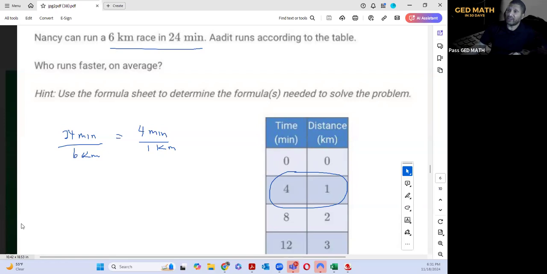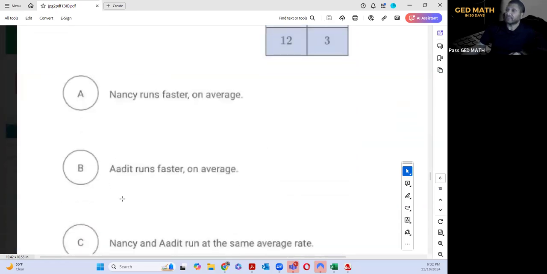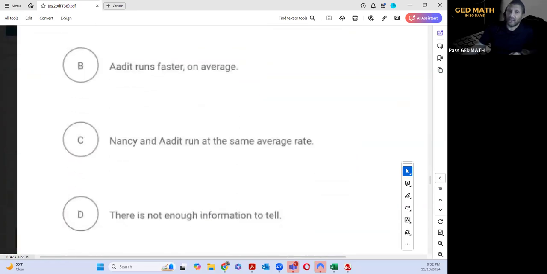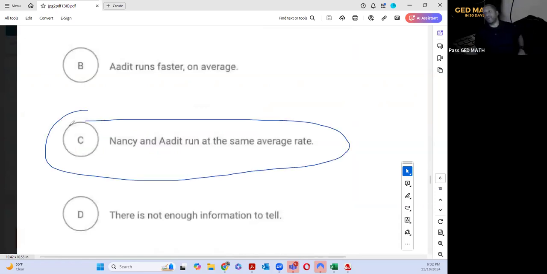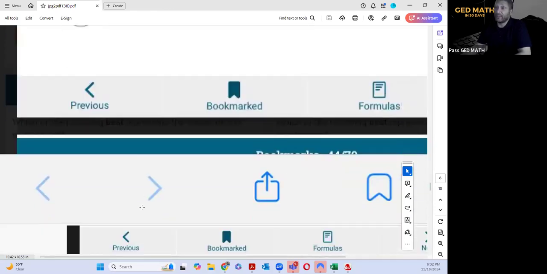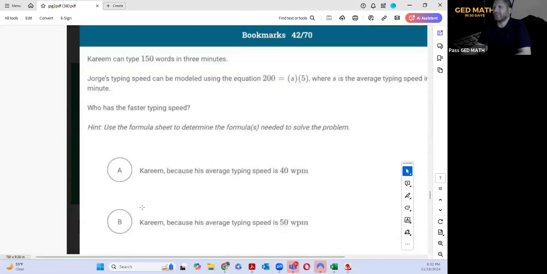So you come down to your answers. And your answer would be: Nancy and Nadeep run at the same average rate. That's an easy problem. But the concept is what's important. Unit rate. I can guarantee you the 2 concepts we just went over, parallel and perpendicular lines of linear equations, and unit rate are going to be in your exam. Guarantee. Guarantee.